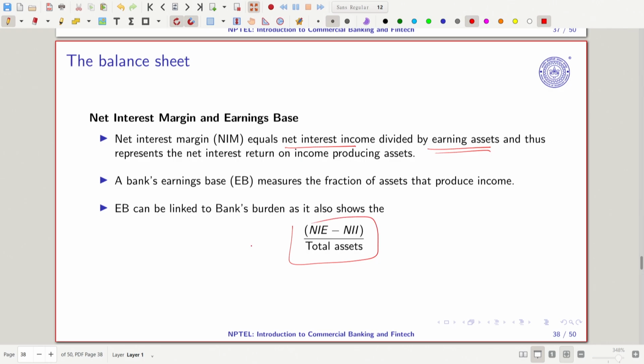So non-interest income minus non-interest expense, this we have already solved, right? So OE minus OI upon total assets is called the burden, if you want to calculate it. So the bank's earning base is also linked with the burden when we divide by the total asset. So the earning base is how much we have in non-interest expense and non-interest income, and when we divide it by the total asset, then it becomes that.